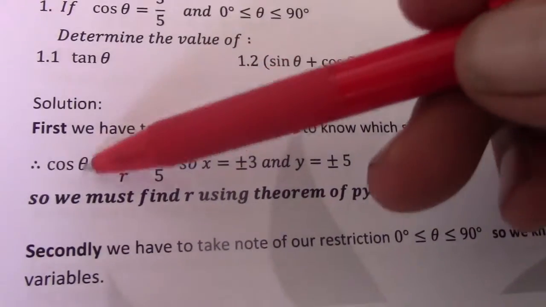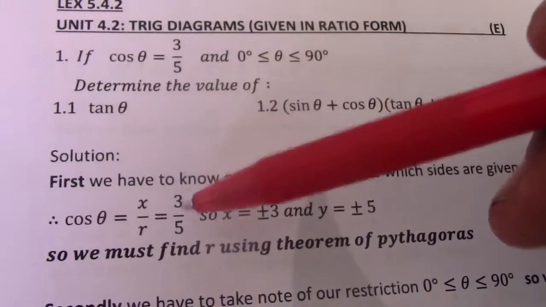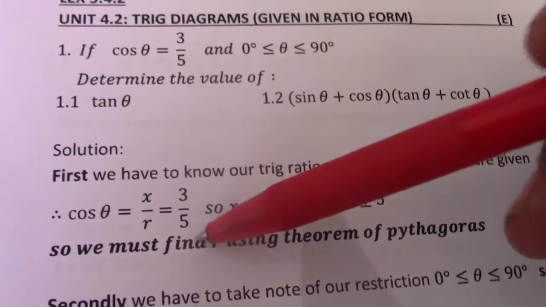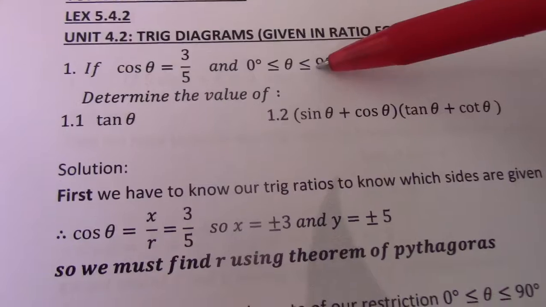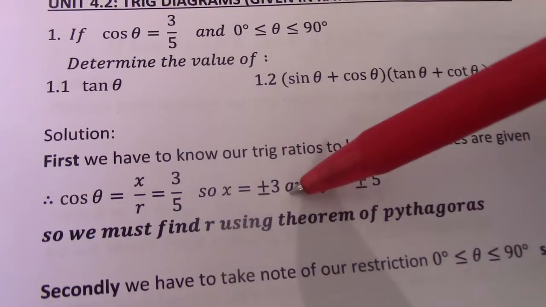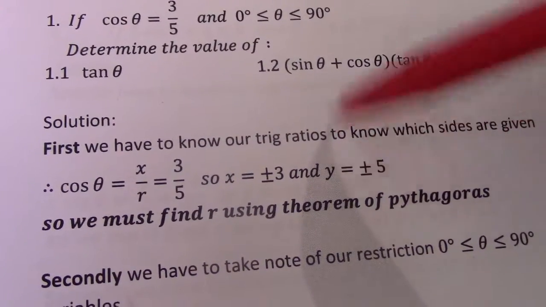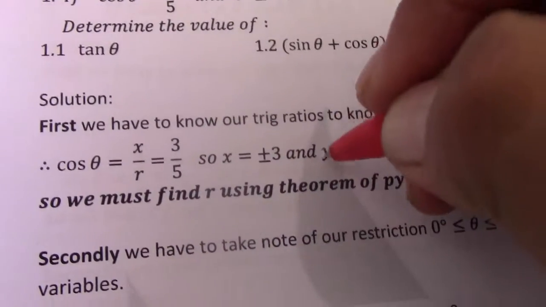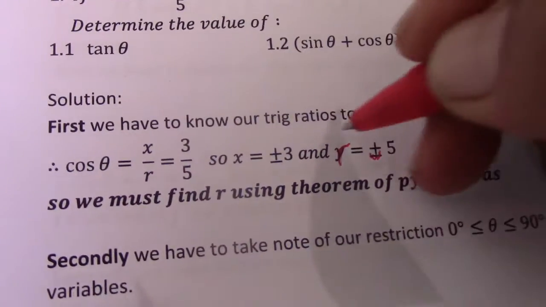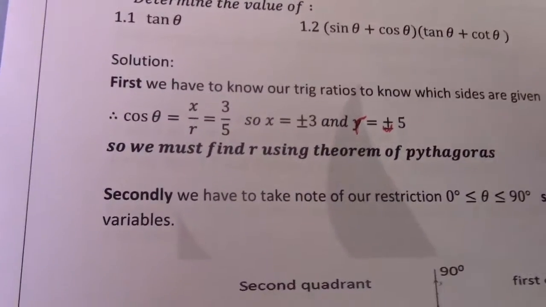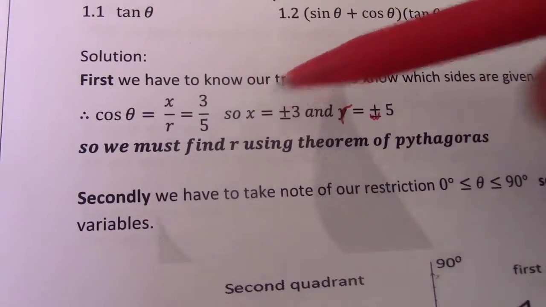So here you should know cos theta is x over r. So by them giving you that trig ratio 3 over 5, they're telling you x is 3 and r is 5. So effectively, depending on our restriction that's given, x can be plus or negative 3 and my y value can be plus or negative. Here my r value, r is always positive, so there I shouldn't put a negative. R will equal positive 5. So we must find y using the theorem of Pythagoras.